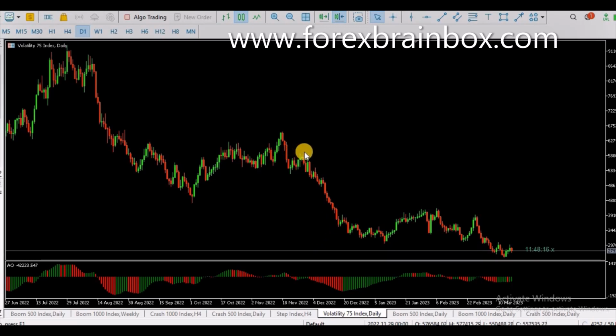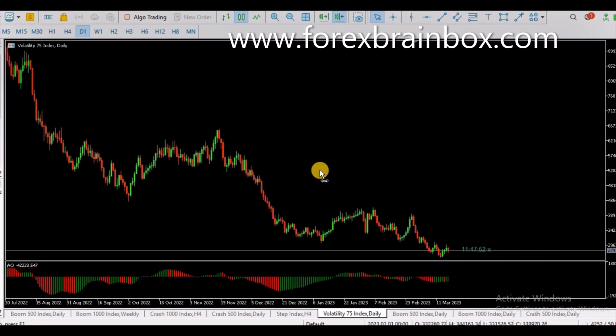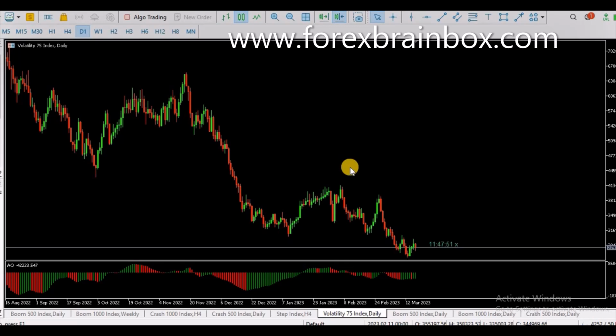My chart here is just a naked chart with one indicator, the awesome oscillator. Actually, guys, we can do without this awesome oscillator, but I just put it there for some reasons. Maybe you get to know why later. I'll go to a lower time frame. Follow me. This is the daily chart, right?